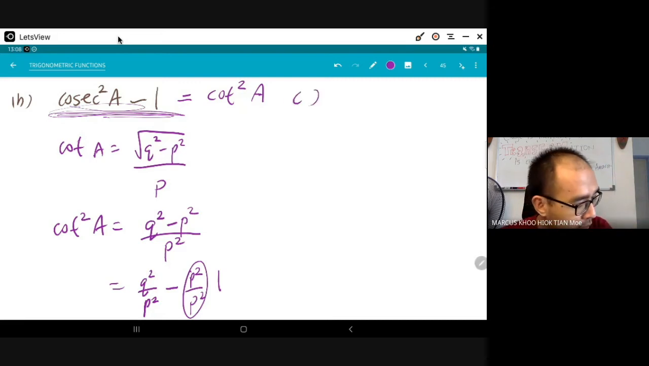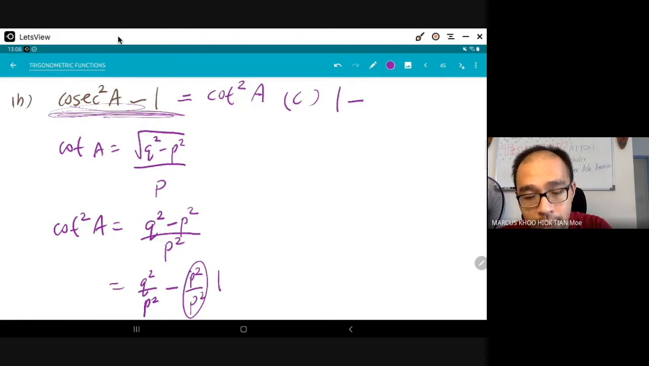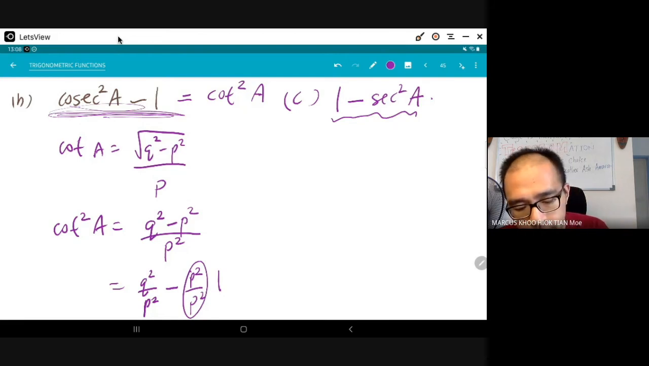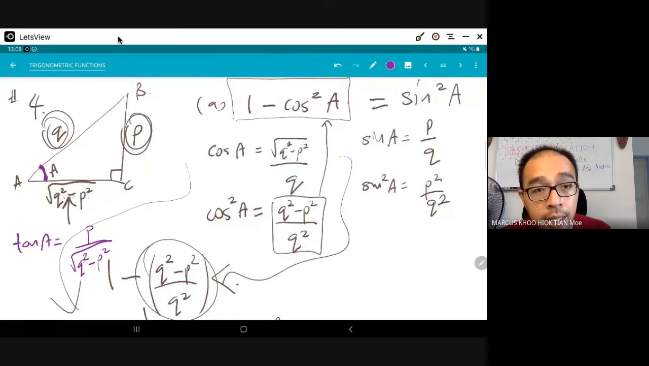Why don't you give question C a try? 1 minus secant squared A. I give you 2 minutes to try this. Remember, be fluid with the identities. Move it around so that you can replace this with a single expression. 1 minus secant squared A, I show you the triangle again. 2 minutes to answer this. Then I will ask for your answer.